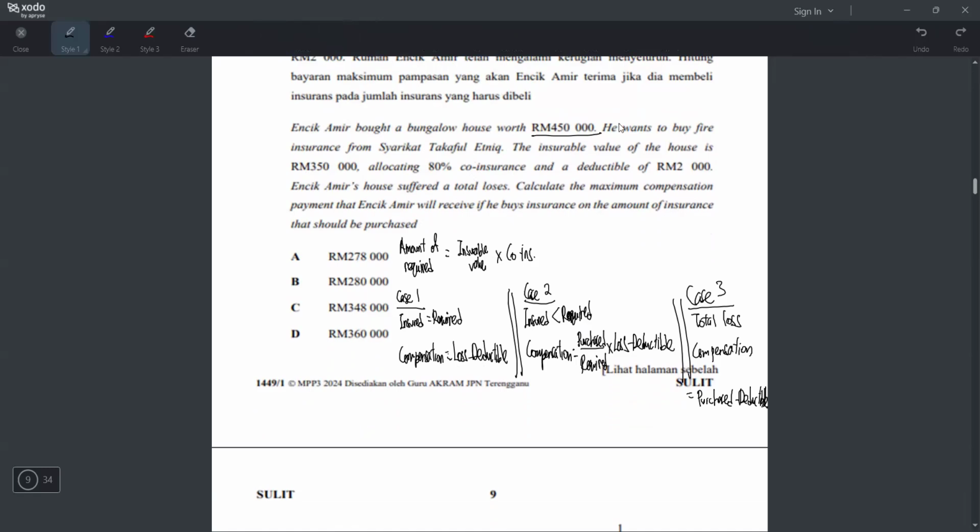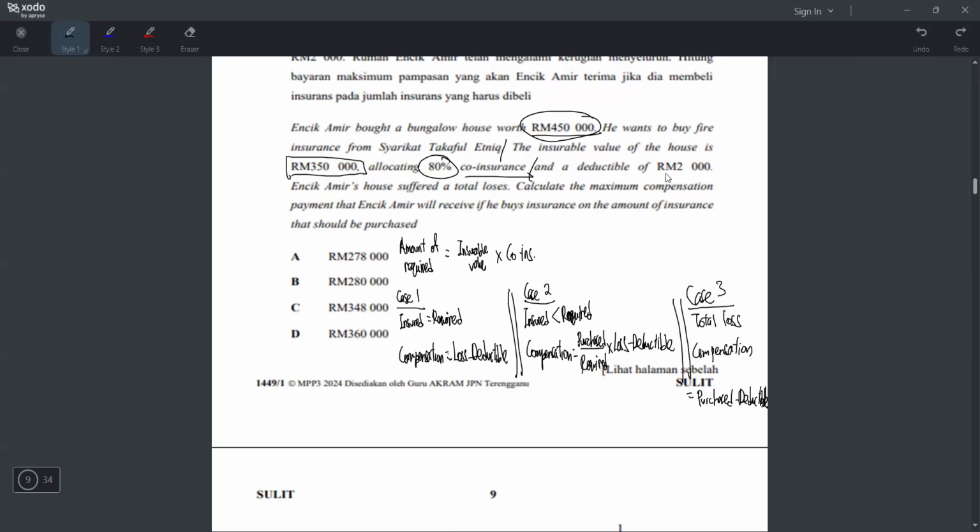So now let's read the question again. Encik Amir bought a bungalow house worth this amount. He wants to buy fire insurance from a takaful company. Sorry, this is not the insurable value. Sorry, silap. The insurable value is 350,000, allocating 80% co-insurance. So you can see they give you the insurable value and the percentage, so later you can find the amount of required.